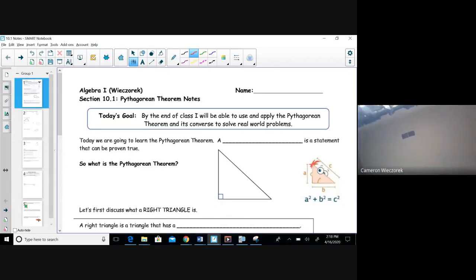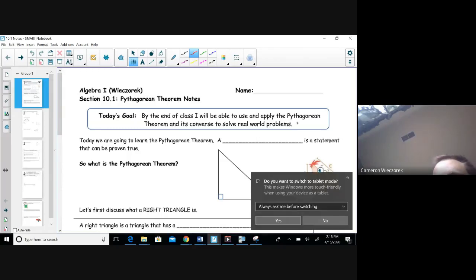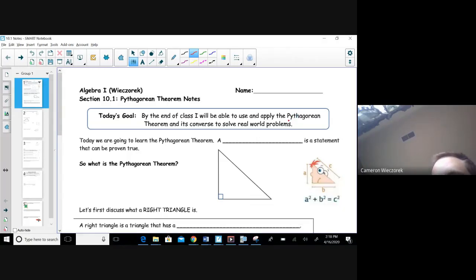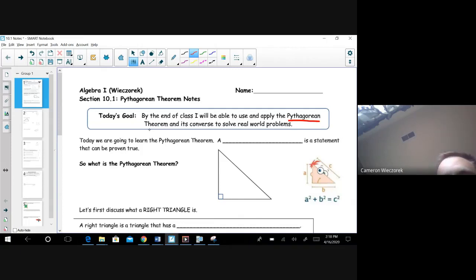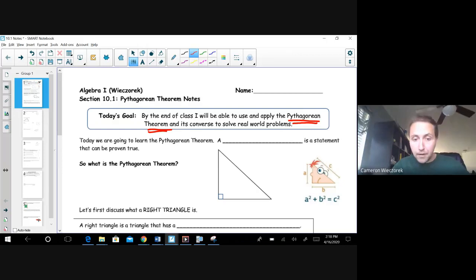So today's goal is to learn about what's called the Pythagorean theorem, which I call the celebrity of theorems in geometry class. You'll talk a lot more about this next year, but the reason we're doing it in chapter 10 here in algebra is because it combines a couple of different ideas that we've talked about: solving quadratics as well as simplifying radicals.